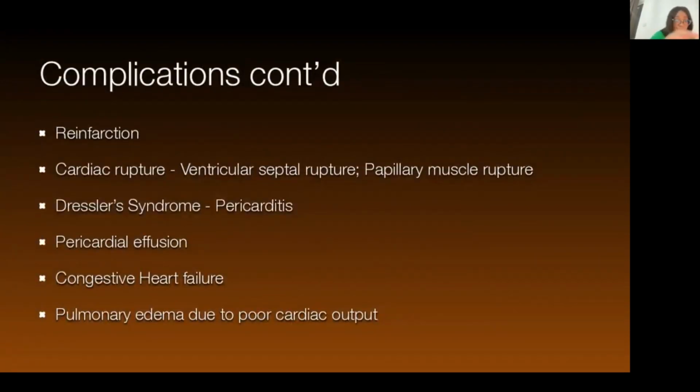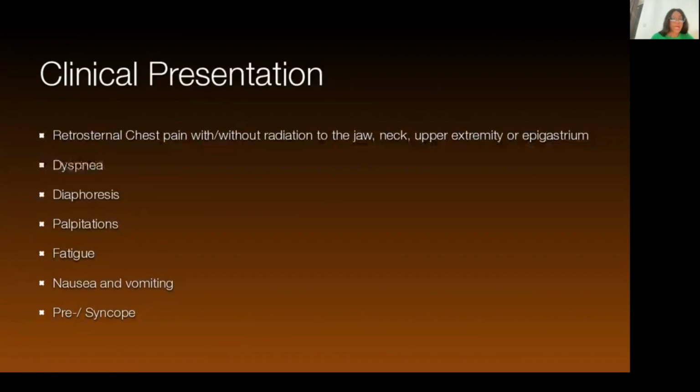Other complications which we would discuss later on are things like reinfarction, cardiac rupture, either rupture of the ventricular septum or papillary muscle rupture, pericarditis, congestive heart failure, we sort of discussed that, pulmonary edema due to poor cardiac output, and pericardial effusion. Okay. So how would the patient present clinically?